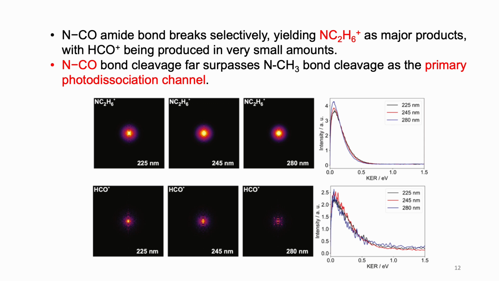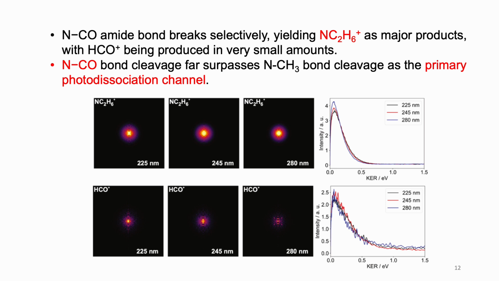From the current discussion, we can summarize two conclusions. First, the amide bond cleavage is selective, producing HCO and NC2H6 cation as the major products, with HCO cation being produced in very small amount. Second, the primary photodissociation channel involves amide bond cleavage, which far surpasses N-methyl bond cleavage.